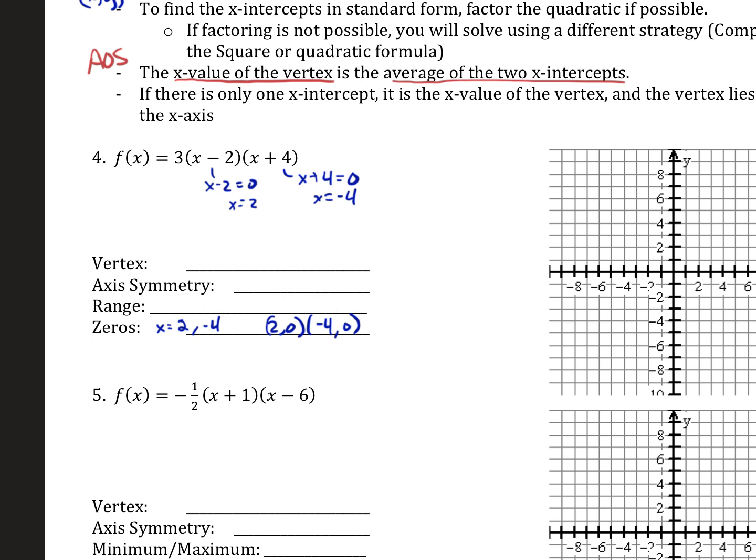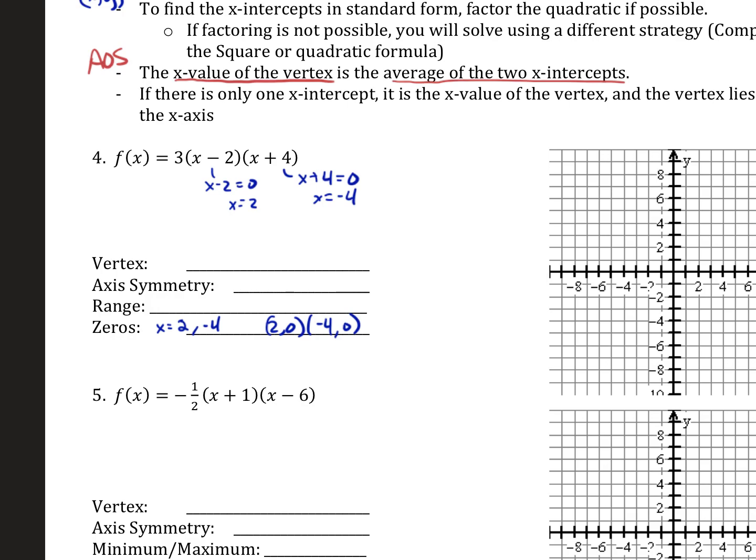Negative 2 comma 0, negative 4 comma 0. Yeah, but the reason that sign changes, technically, you really should think of it as you're setting the factors equal to 0 and solving. That is the fundamental reason why that sign is changing. Okay.